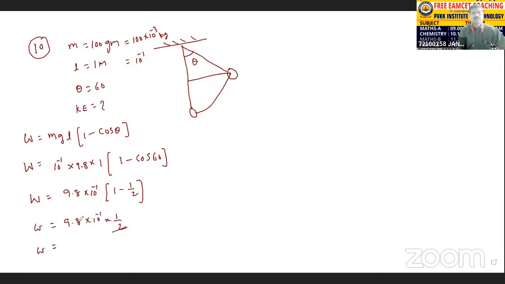W is equal to 2, this cancels, 4.9. So 4.9 into 10 to the power of minus 1. So W is equal to 4.9 into 10 power of minus 1, that is divided by 10, so 0.49 joules. Work, the capacity to do work, is called energy. That is kinetic energy. Kinetic energy is equal to 0.49 joules. Yes, option number 1.